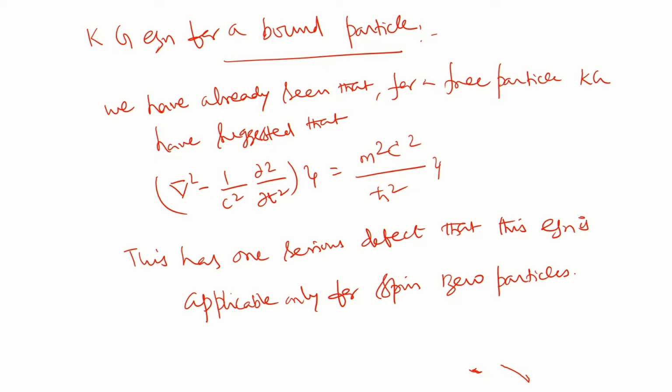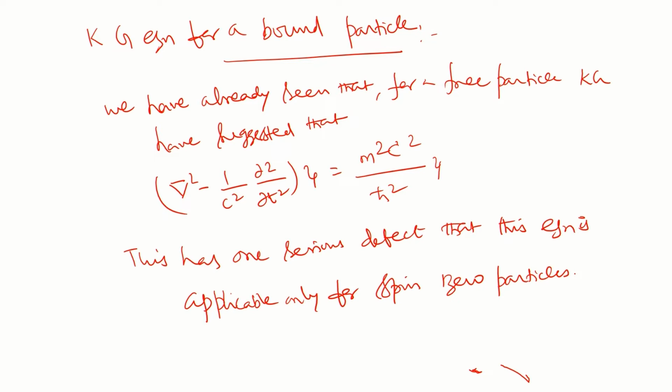KG equation for a bound particle. We have already seen that for a free particle, Klein-Gordon, KG, have suggested that del square minus 1 by c square dou square by dou t square into psi is equal to m square c square by h cross square into psi. This equation is called the KG equation for a free particle. This equation we have already seen in one of our earlier sessions. And we have seen that this equation has many defects, of which one particular defect is that this equation is applicable only for spin 0 particles. It is not applicable for spin half or other particles.